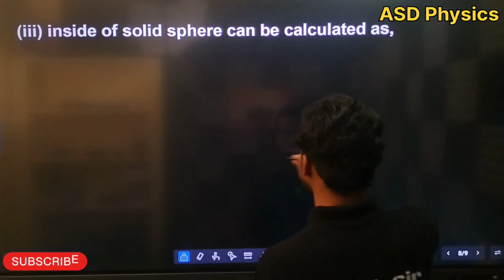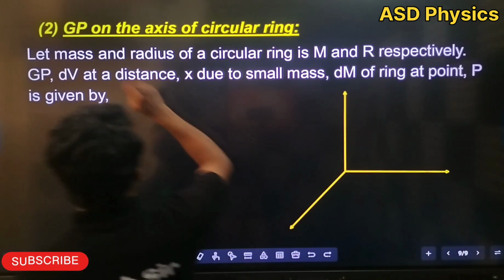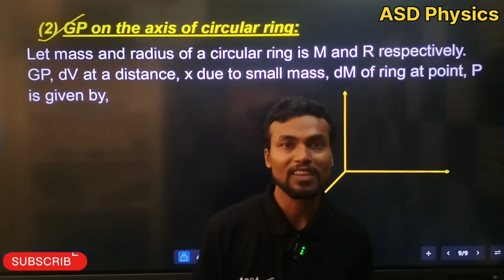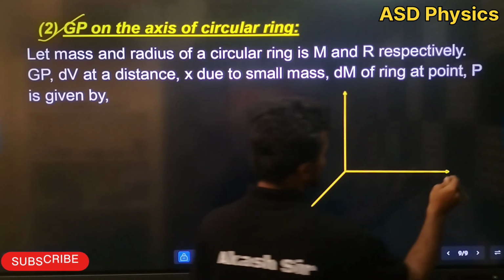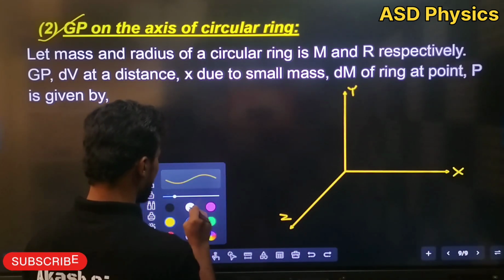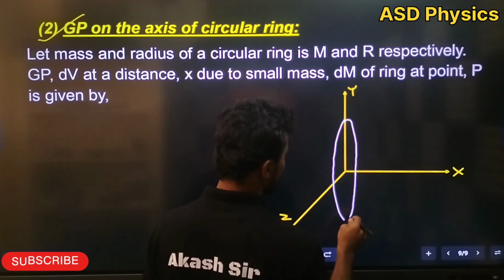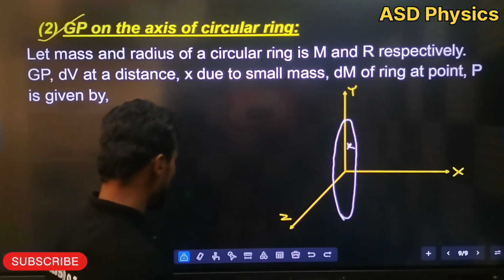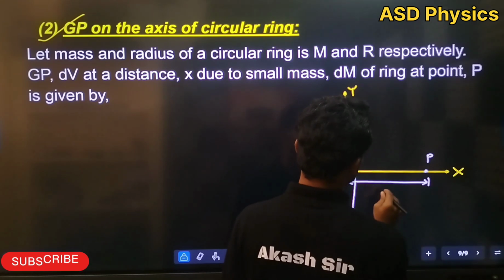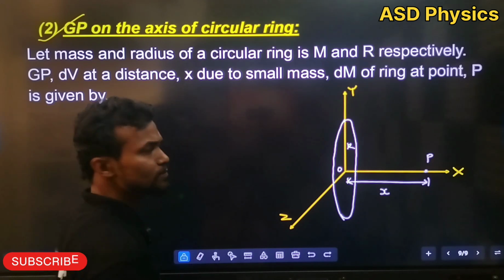So after that, what we have to do? Already we have completed this. Next we have to see gravitational potential on the axis of the circular ring. As usual, mass and radius of the circular ring are M and R respectively. Let's take this is x-axis, this is y-axis, and this is z-axis, and here I have taken one ring. This derivation is going to be easy because potential is a scalar quantity. The radius of the ring is R. Here we have one observation point P, and the distance of the observation point from the origin is x.